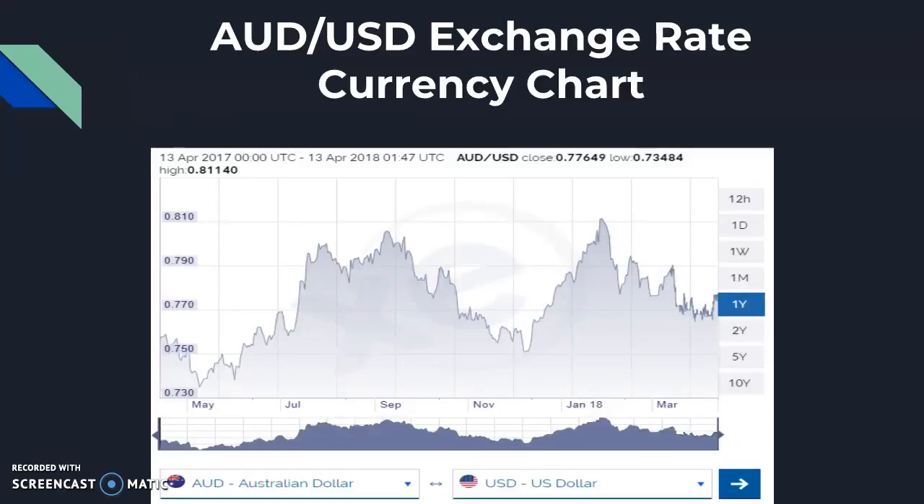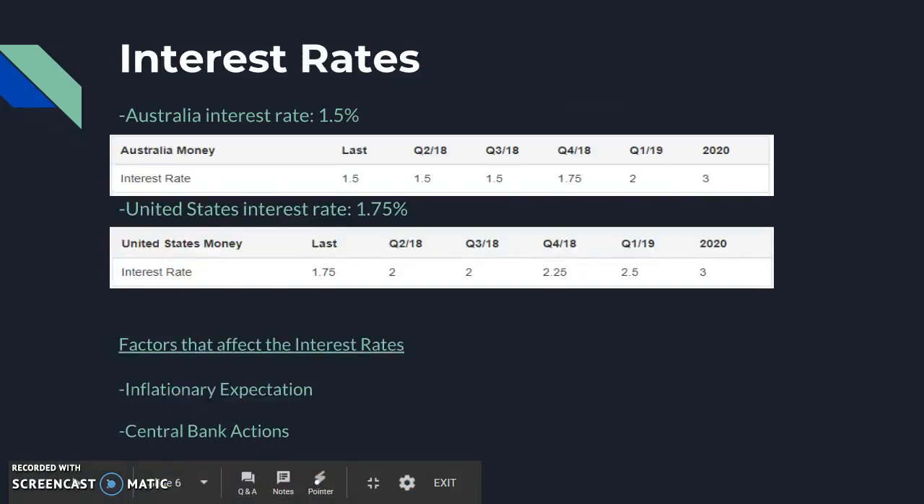Displayed here is the Australian dollar US dollar currency chart sourced from xe.com, which shows the last 1 year of the Australian dollar US dollar exchange rate. This chart displays the Australian dollar buying US dollar. Key features of this chart include a low of 73.484 cents on the 9th of May 2017 and a high at 81.14 cents on the 27th of January 2018. As of April the 13th, the current price is 77.6489 cents.